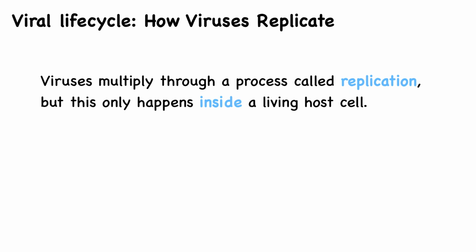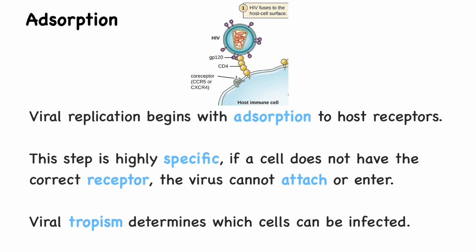The general steps of replication include adsorption, which is when the virus attaches to a specific receptor on the host cell's surface. This step is highly specific. If a cell does not have the correct receptor, the virus cannot attach or enter. For example, HIV can only infect cells that have the CD4 receptor, which is found on certain immune cells like T helper cells. Influenza viruses bind to receptors on respiratory epithelial cells, which is why they primarily infect the airways.